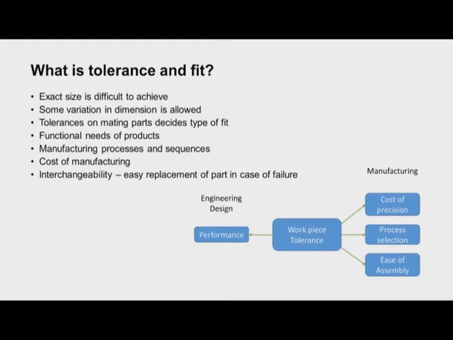In order to produce the part more economically, some variation in dimension is allowed by the design engineer, which will satisfy the functional requirement. So, the tolerances on mating parts decide the type of fit. For example, the design engineer has made some calculations, and the design shows that the size of the shaft is 10 millimeter.